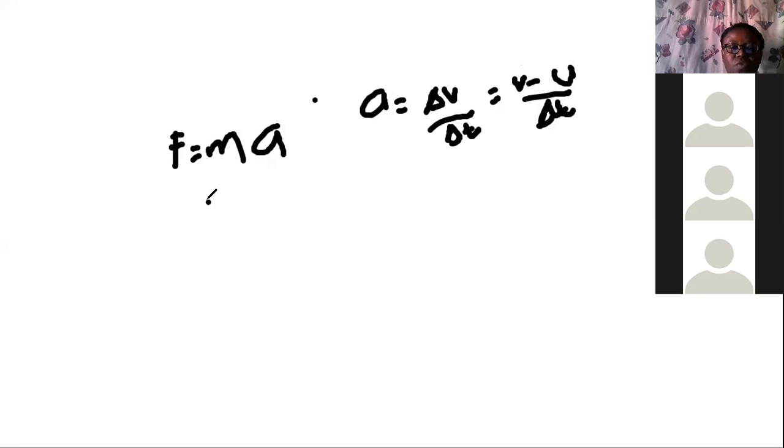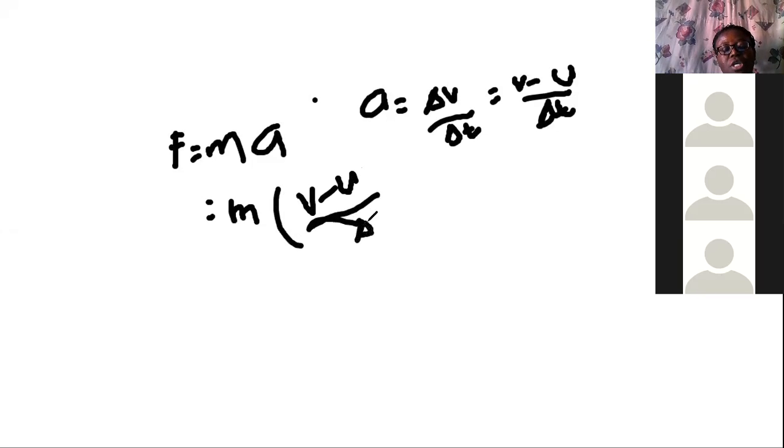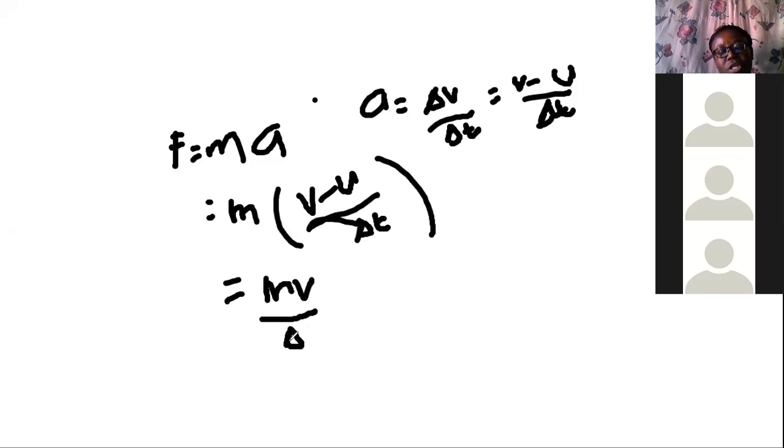So if we plug that into this equation, what do we have? We have that the force equals the mass times the final velocity minus the initial speed, divided by the change in time, the time it takes to move from the initial position to the final position. If we just multiply that out, we have the mass times the final velocity divided by the time change, minus the mass times the initial speed, this is u, divided by the time. Let me just put change in time.